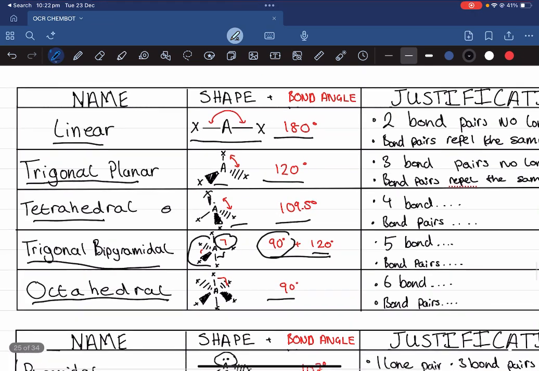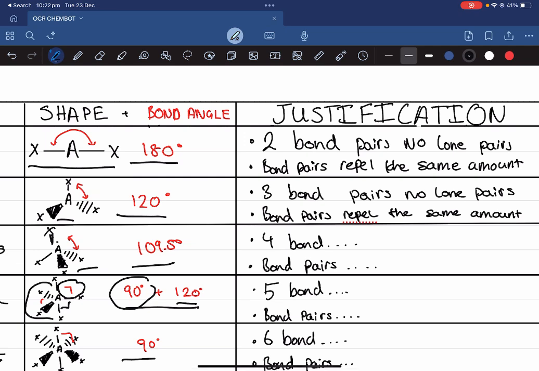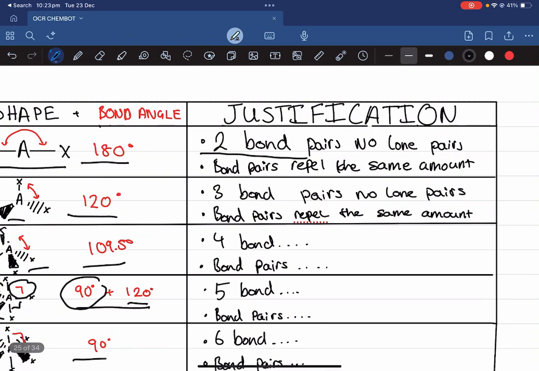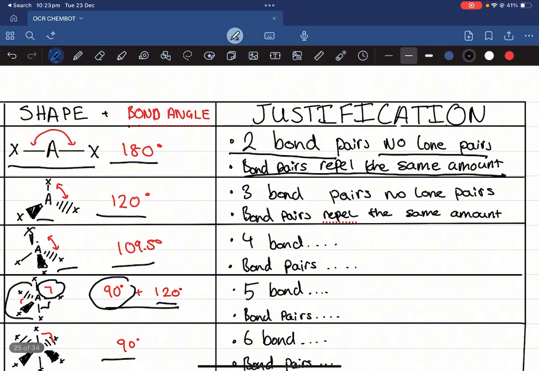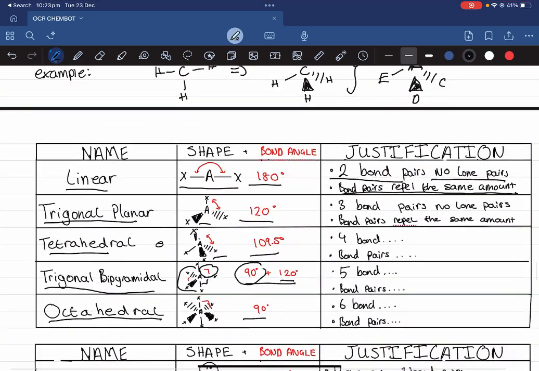Now, the justification. In an exam style question, what you'll be asked is, what bond angle does so-and-so compound have, and justify your answer. The general form of justifying the answer goes as follows. You state how many bond pairs there are, then you state how many lone pairs there are, then you state that bond pairs repel the same amount, and then you say, hence, it has a bond angle of 180 degrees, or so on. So same for trigonal planar. If we were justifying this bond angle, then we'd say so-and-so compound has 3 bond pairs, no lone pairs, bond pairs repel the same amount, therefore it has a bond angle of 120 degrees.